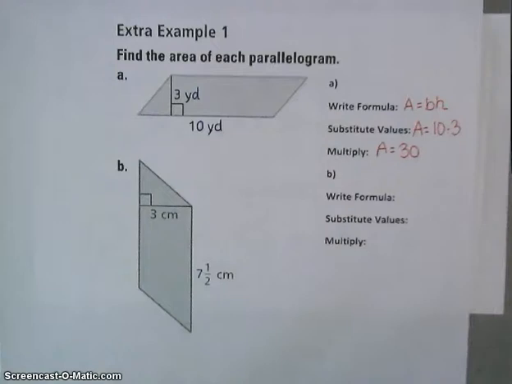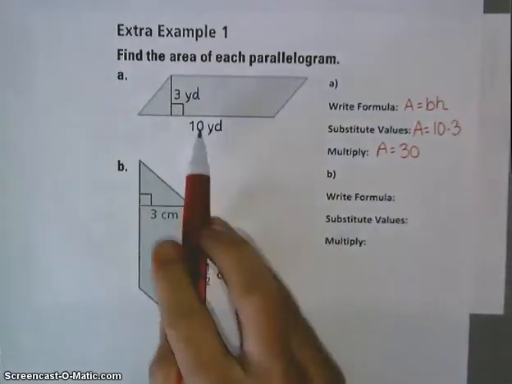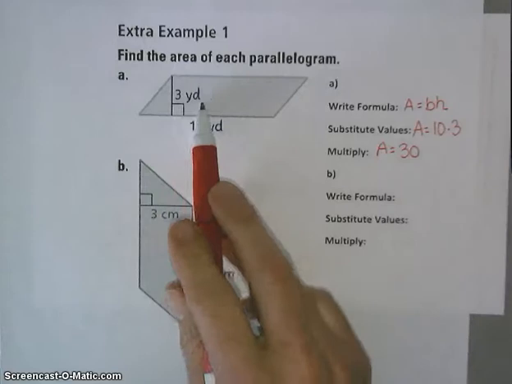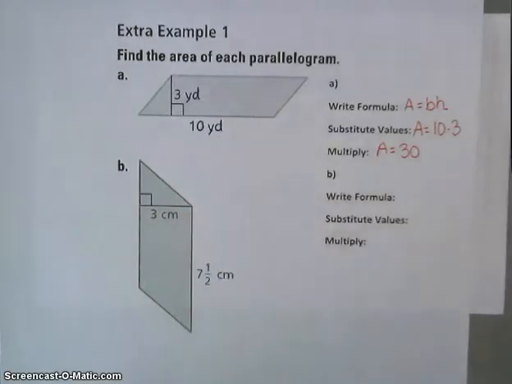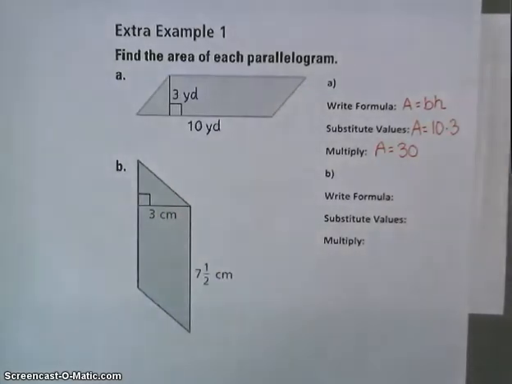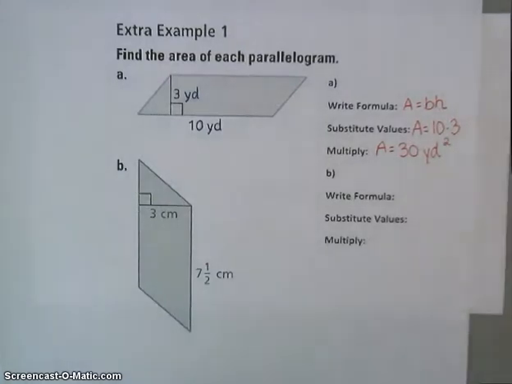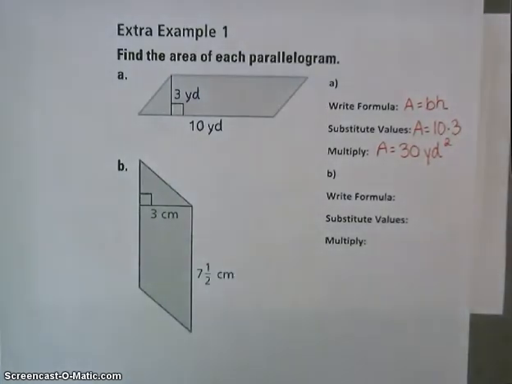Now, we need to remember our units. If I have yards times yards, because it's 3 yards times 10 yards, I am multiplying 2 dimensions, so my units are going to be yards squared. So anytime we're finding the area of a polygon, we need to make sure we square our units.